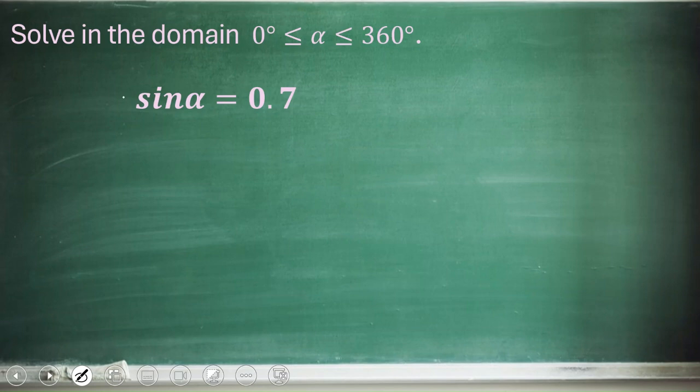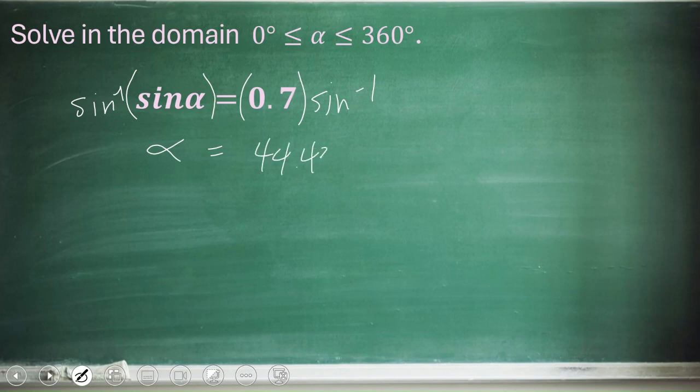All right, we're going to quickly move through this. I'm going to start by taking the arc sine of both sides, or the inverse sine. When I take the inverse sine of the sine of alpha, I get alpha out. When I take the inverse sine of 0.7, that means I'm putting that value into my calculator. I get 44.43 degrees. So that is my first solution within 0 to 360 degrees.